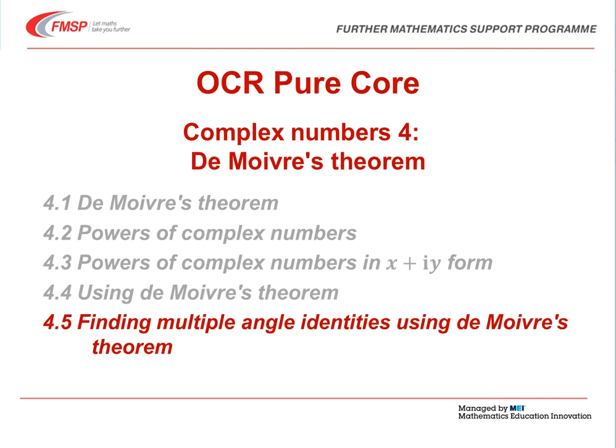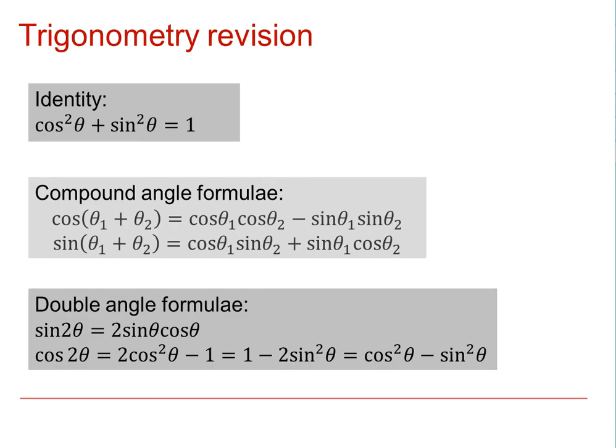This is the fifth video of the fourth complex number series on de Moivre's theorem for OCR Pure Core Further Mathematics, and it looks at finding multiple angle identities using de Moivre's theorem. You should already be familiar with these trigonometric identities and compound angle formulae, as they are part of the second half of the A-level maths syllabus. However, if you're not, please do go and look them up.